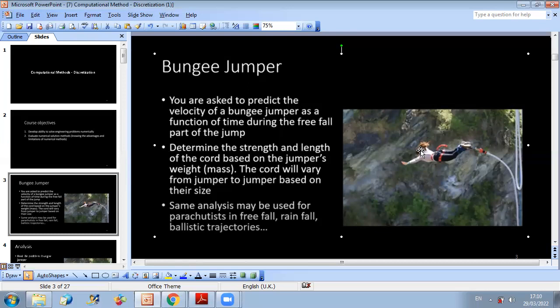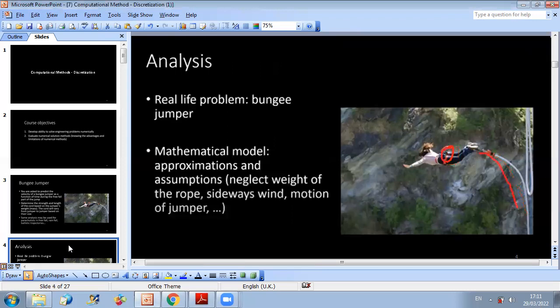So, for example, to be able to do this, in this problem, we should determine the strength and length of the cord based on the jumper's weight and mass, and the cord will vary from jumper to jumper based on their size. And we have properties, of course, related to the person, the mass of the person, what is the cable property, how much it can sustain tension, etc. So we should do analysis of the problem, and sometimes if you do some assumptions, you can simplify the problem. So always try to simplify your problem as much as possible to have an easier solution.